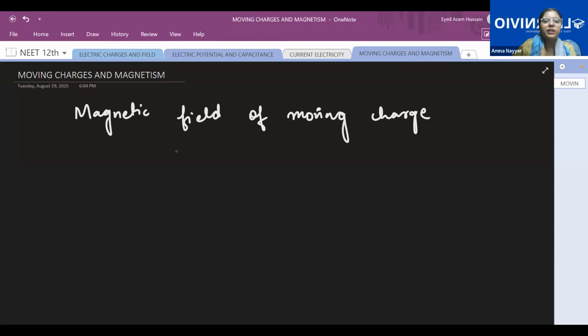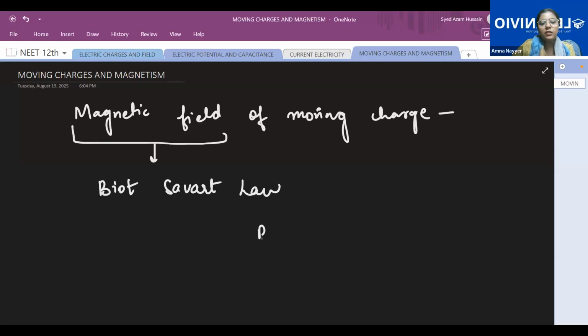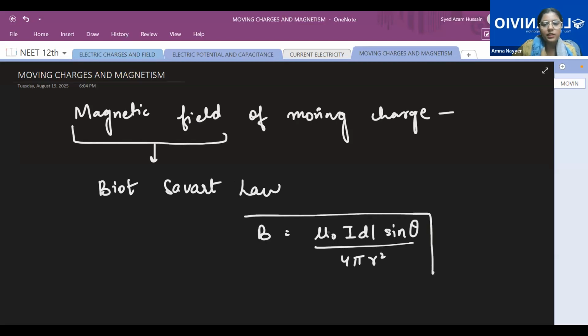Now see, for calculation of the magnetic field, the law that we apply is the Biot-Savart law. The formula of the Biot-Savart law we've already done in our regular class, and what all it depends on, the whole detailing: mu naught I dl sin theta divided by 4 pi r square. So this is the whole Biot-Savart law.